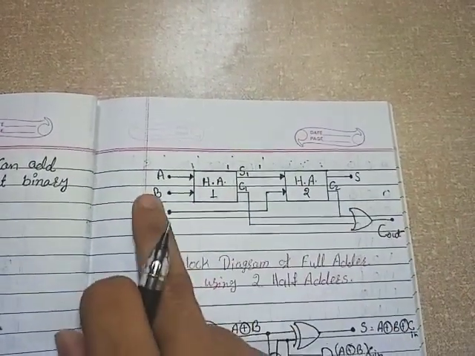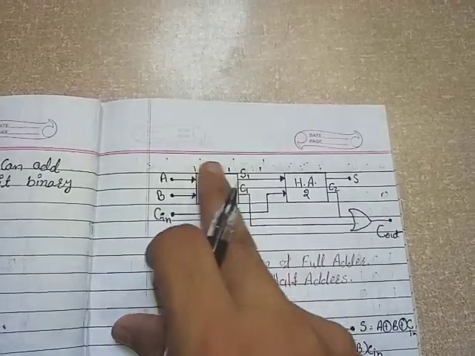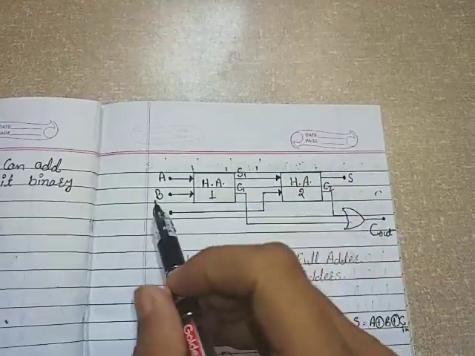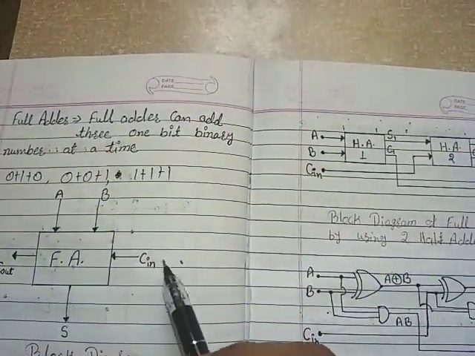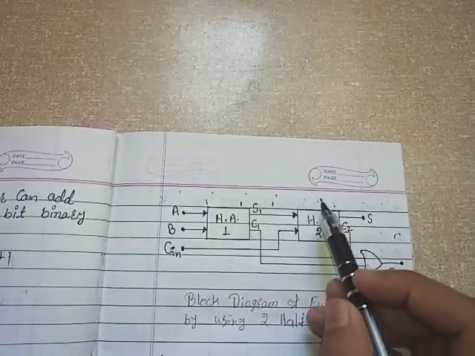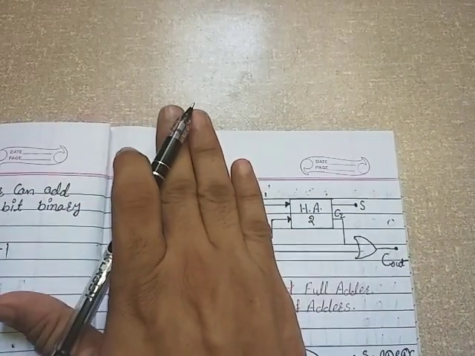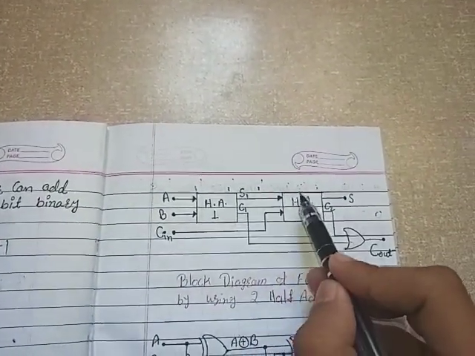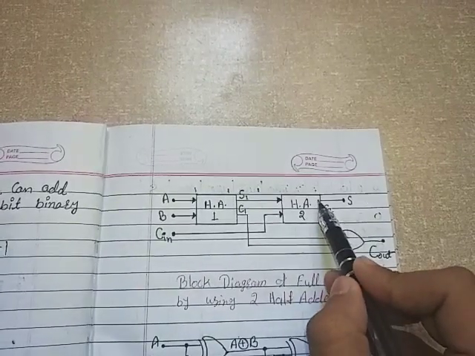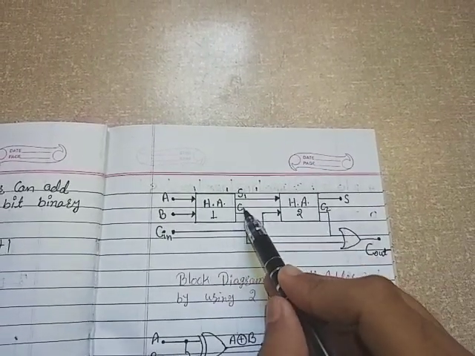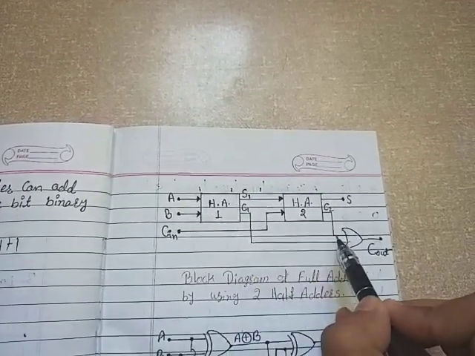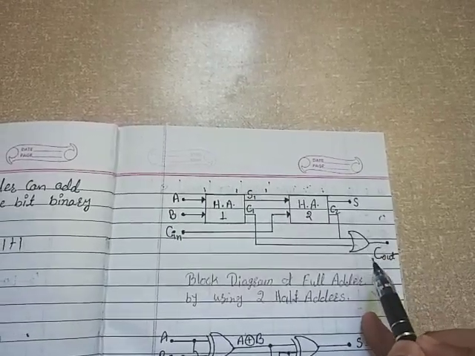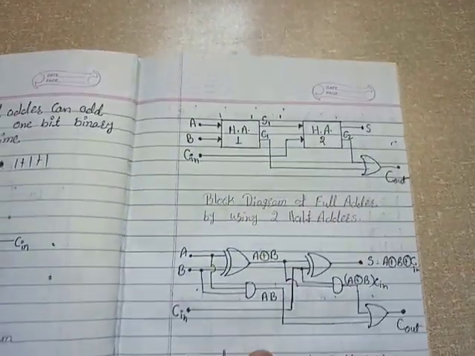Now the sum of the first half adder is carried forward as an input for the second half adder, and the third input C in is given as the second input to the next half adder. Now see, this is another half adder, two inputs, sum and carry are the outputs. Now the output of the second half adder is the sum, and the carries of both the half adders pass through an OR gate, and the output of the OR gate is known as cout or carry. Clear? Now let's see how to draw this.